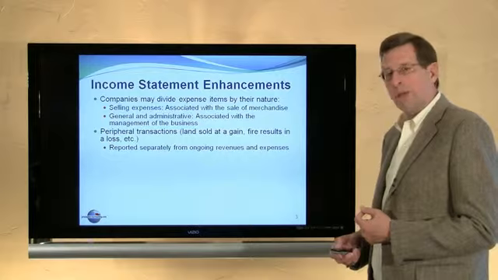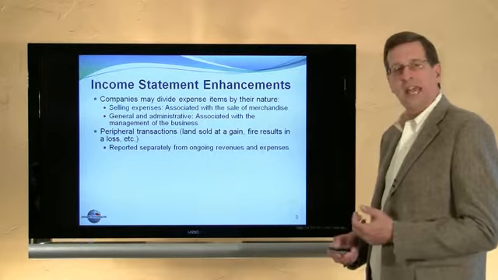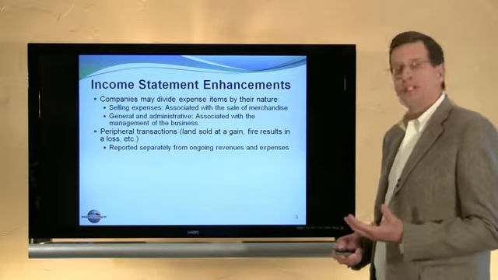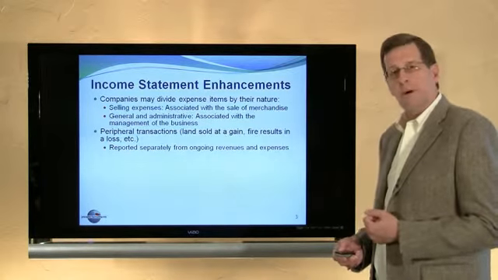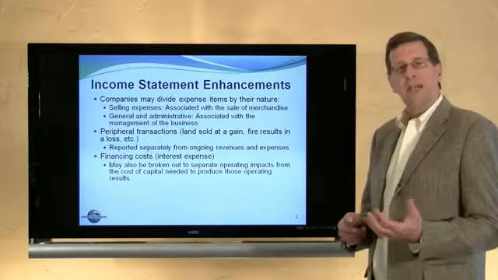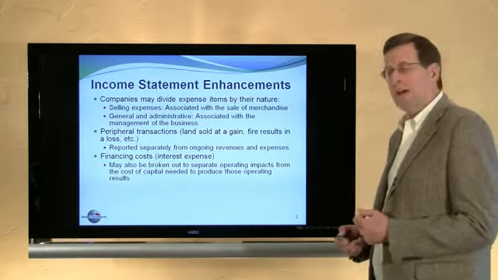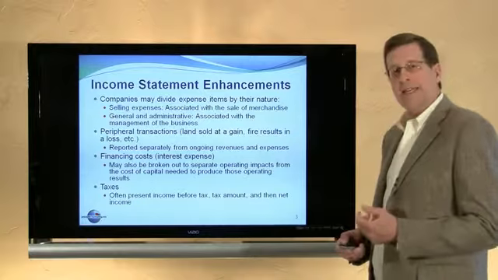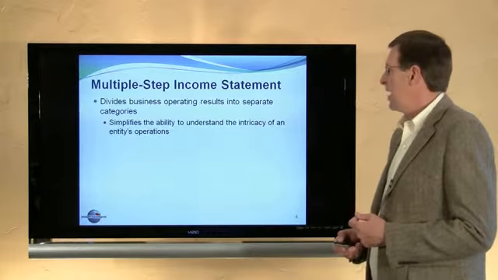We may also separately show peripheral transactions such as land sold at a gain, things that are separately reported from ongoing revenues and expenses. Financing costs such as interest expense may be broken out so that we can see the difference between operating performance and the cost of financing the business. And taxes as well may be shown in a separate category.